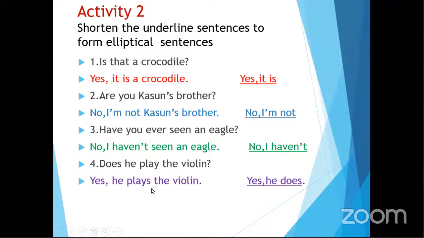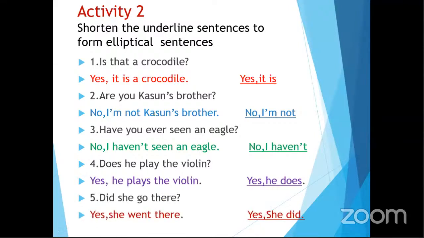Right. Let's look at the fifth one. Did she go there? Yes, she went there. The ellipted one: Yes, she did. If it is a negative one, how do you answer? Did she go there? No, she didn't go there. The long form is, students, no, she didn't go there. Then the ellipted form is, no, she didn't. Okay, I'll give you 1 minute to write the answers.